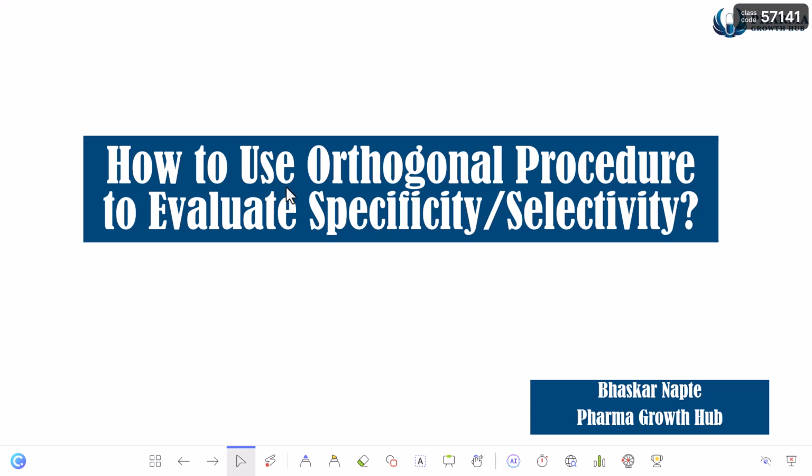The first one is evaluating the interference. The second one is the comparison of the results from orthogonal procedures. And the third one is the technology specific inherent justification. So as a part of this video, we will try to understand how to use an orthogonal procedure to evaluate specificity or selectivity.